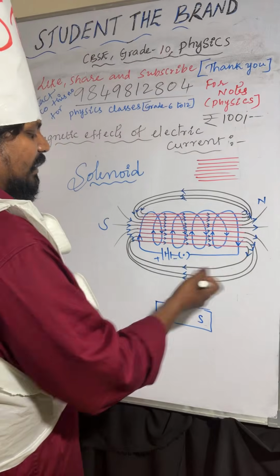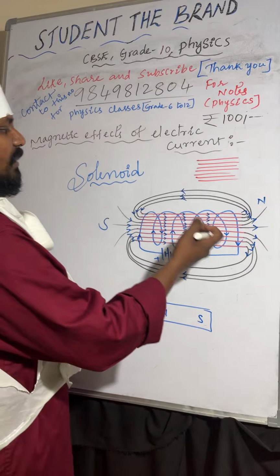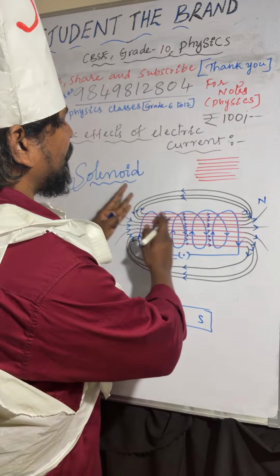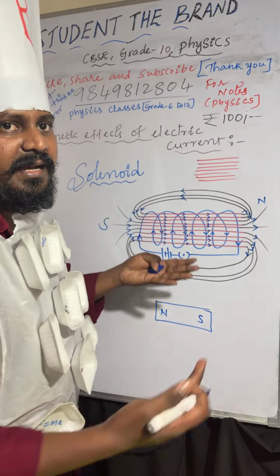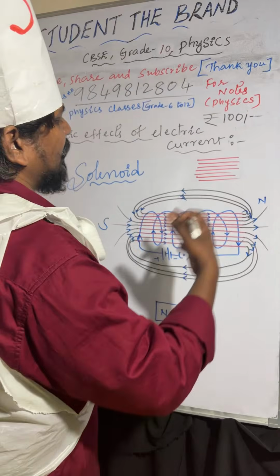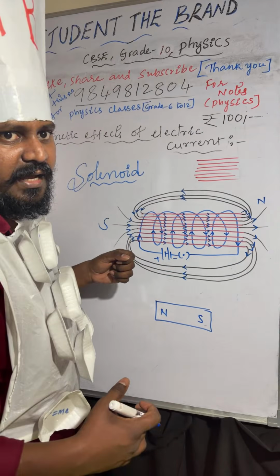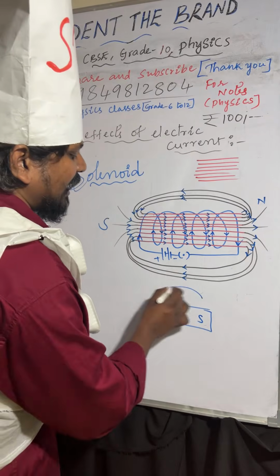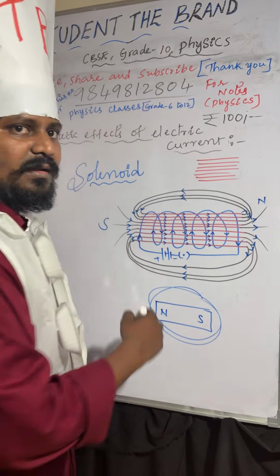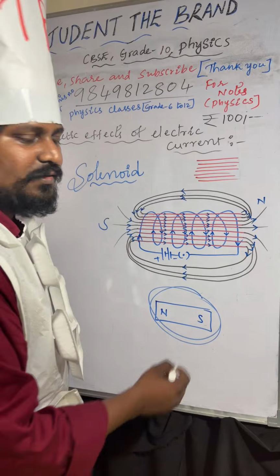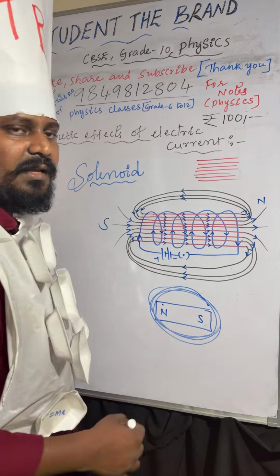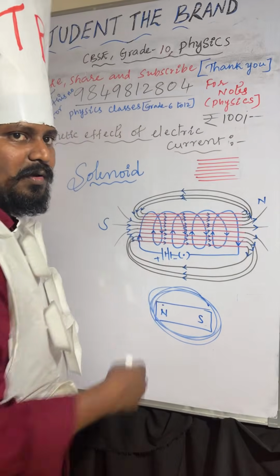According to the strength of current, number of loops, and the air gap, if the gap between the rings increases, the magnetic field also increases. So it depends. And one more thing, in a bar magnet we can't change the poles. North Pole, South Pole are fixed. Here we are able to change the poles.